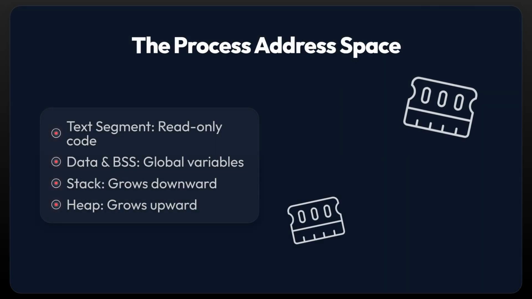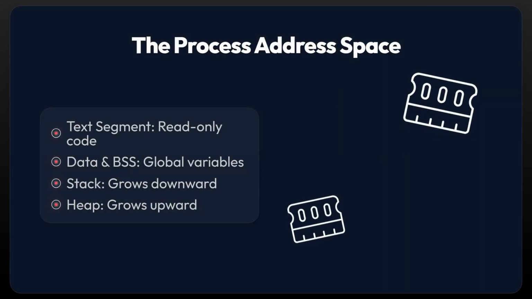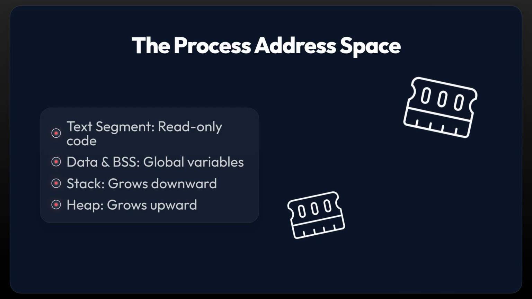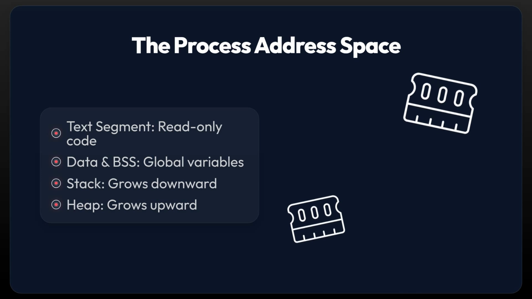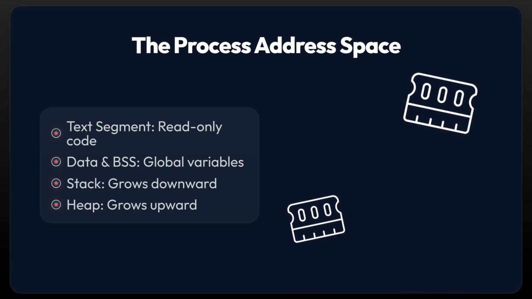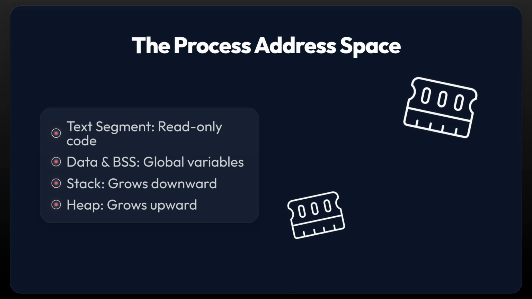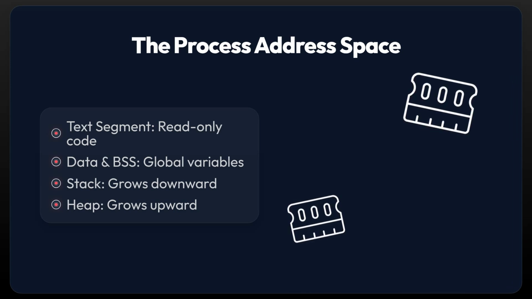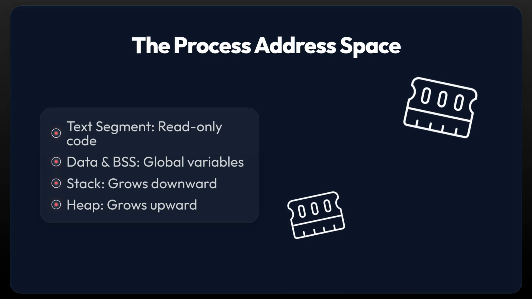When a program loads, its memory is segmented. We have the text segment for code and the data segment for global variables. Then we have the dynamic regions. The stack grows downward from high addresses, while the heap grows upward from low addresses. In modern 64-bit systems, a massive void separates them, but each region still operates under strict limits.